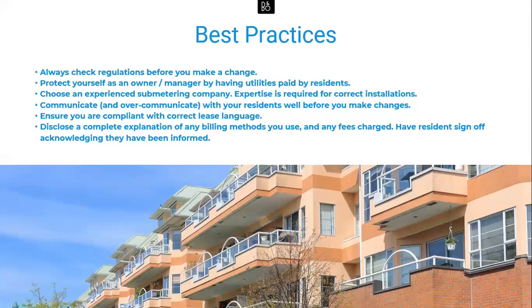When we speak with someone that does not believe in utility billing, we generally attribute it to one of two things. Either they had an unfortunate experience with a billing company, or the communication was not proper between all the parties, and it was either rolled out incorrectly or poorly. Go ahead, Kate, take it away.